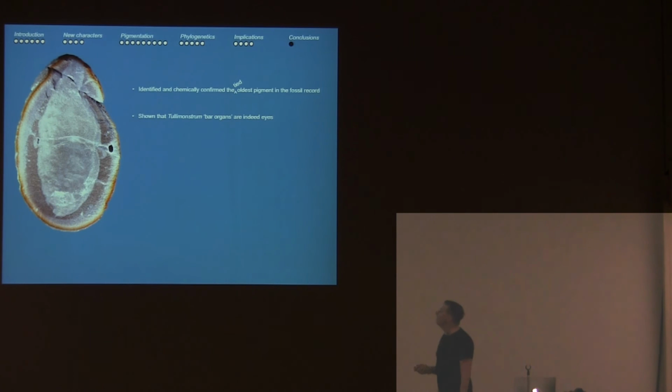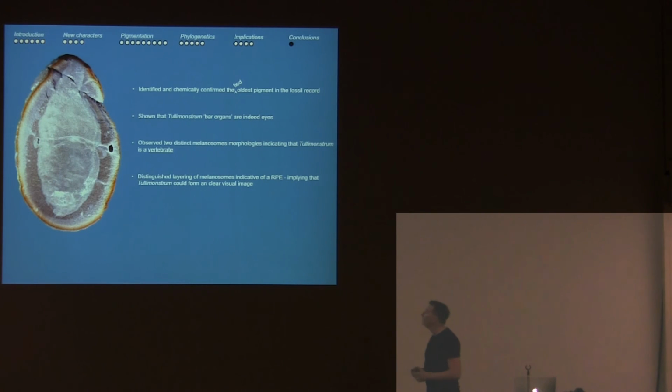We've shown that the bar organs are definitely eyes. We've observed these two distinct melanosome morphologies, which shows that Tullimonstrum is definitely a vertebrate, because it's only a vertebrate character. We've distinguished these layerings, which is indicative of an RPE. And from an RPE, we can infer that it had good visual acuity. And for the first time ever, we've used melanosomes to phylogenetically place an enigmatic organism into the tree of life.